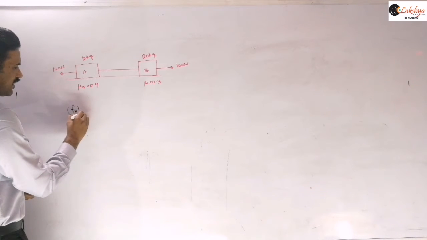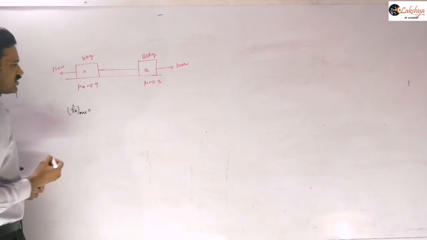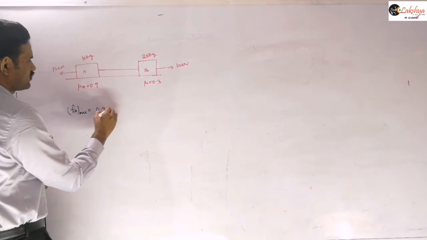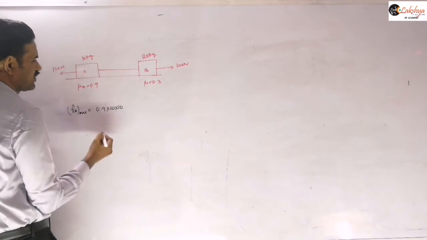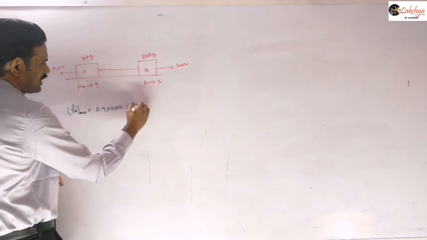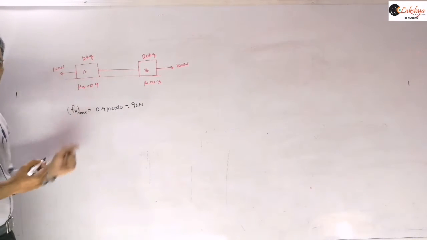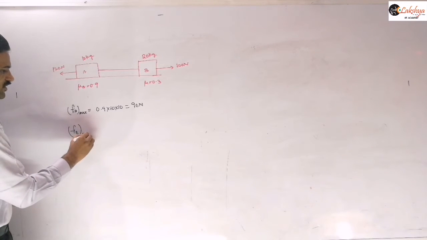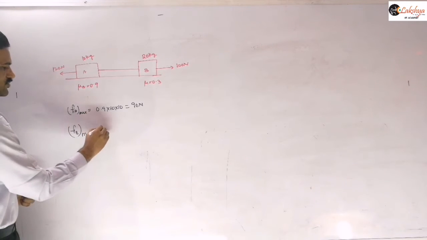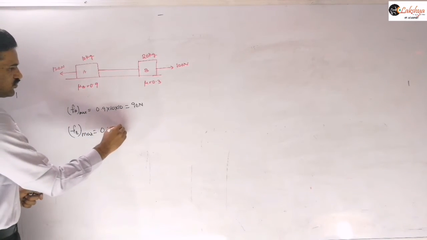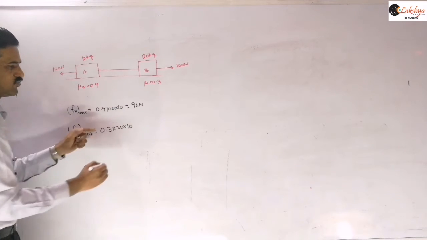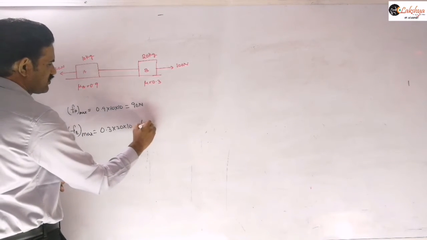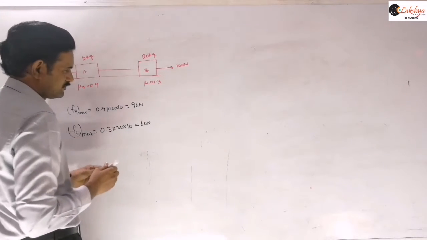So F_A maximum, the limiting friction for this block, I am writing here. It is 0.9 into 10 into 10. Let us take the g value as 10. So this will be 90 newtons, right? So that is the limiting friction for block A. And similarly the limiting friction for block B is 0.3 into 20 into 10. That means mu mg we are writing since it is on a horizontal surface. So this will be 60 newtons, right?